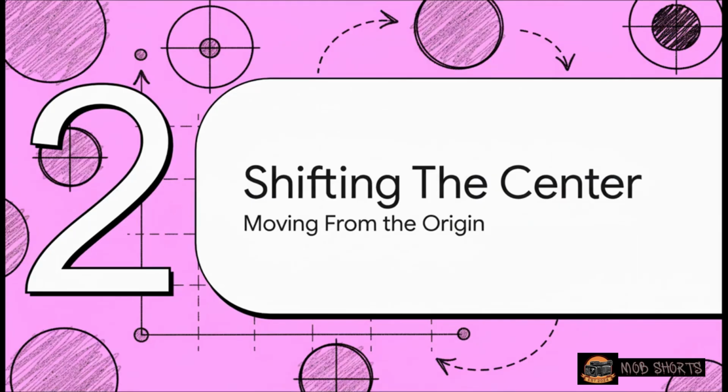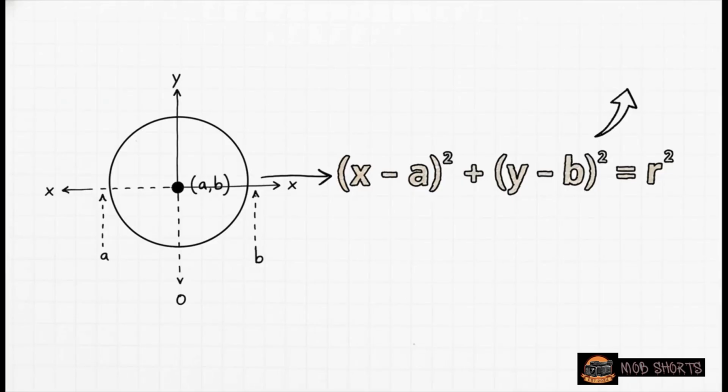But, in the real world, circles aren't always so cooperative. They're not always sitting perfectly at (0, 0). So, what happens to our equation when we shift that center somewhere else on the graph? Well, we just give our equation a little upgrade. We introduce two new letters, a and b. These are going to represent the coordinates of our new center, the point (a, b).